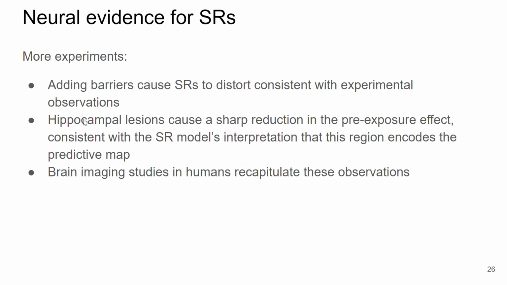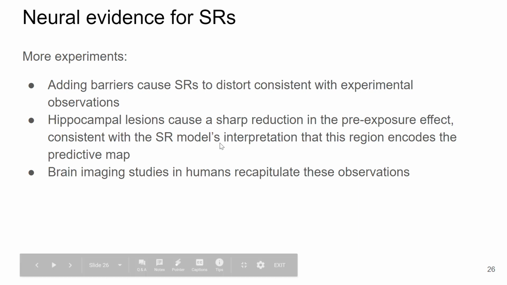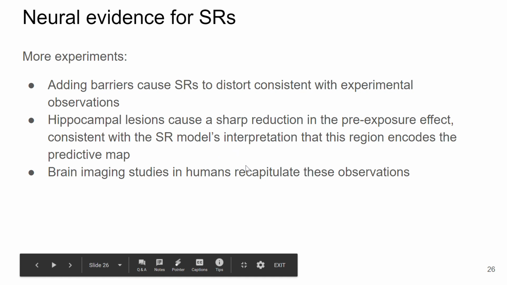And yeah, there were a few more experiments that were quoted in the paper. So when you add barriers in the environment, the experimental evidence suggests that the distortion in place fields you see is consistent with the SR hypothesis. And something with lesioning out some part of your hippocampus and some brain imaging studies in humans seem to be all inconsistent with the evidence we have seen.